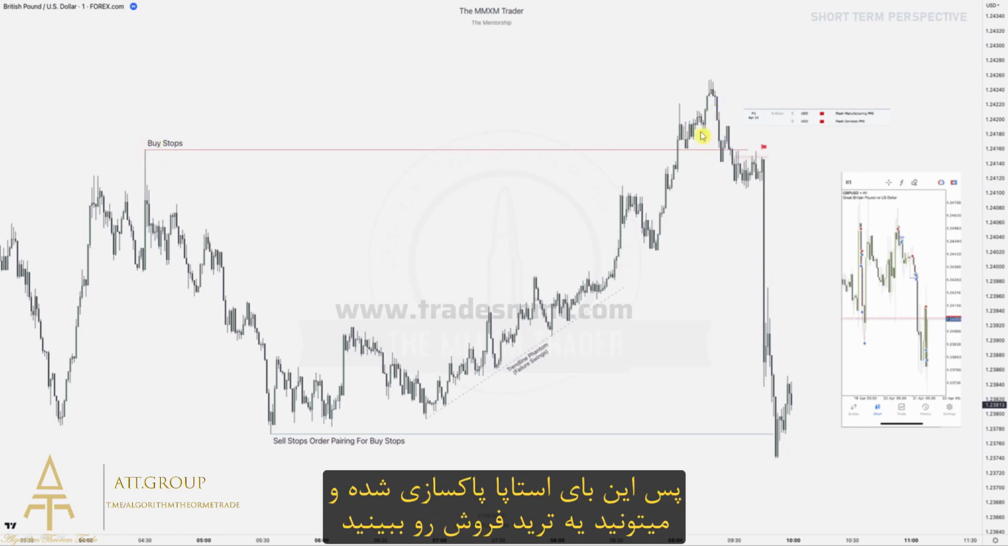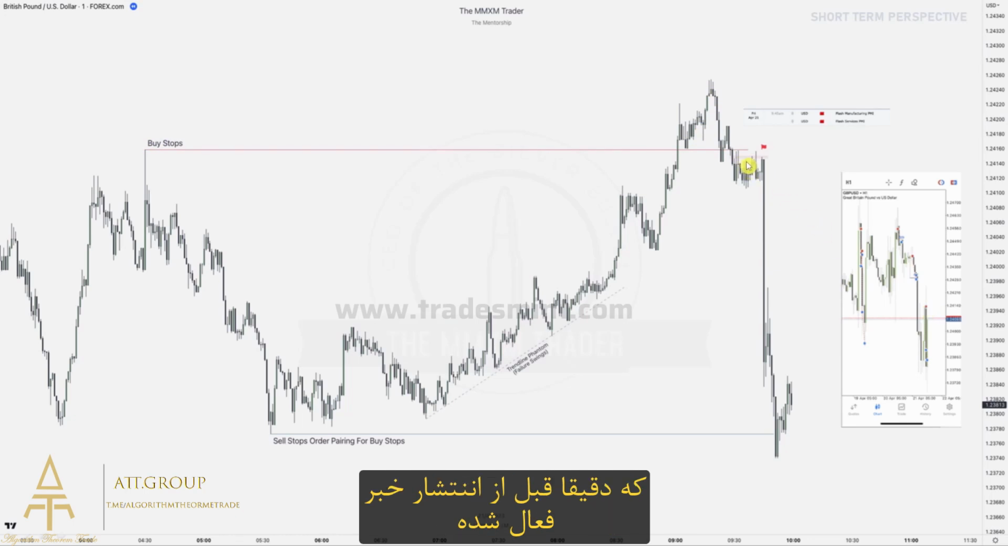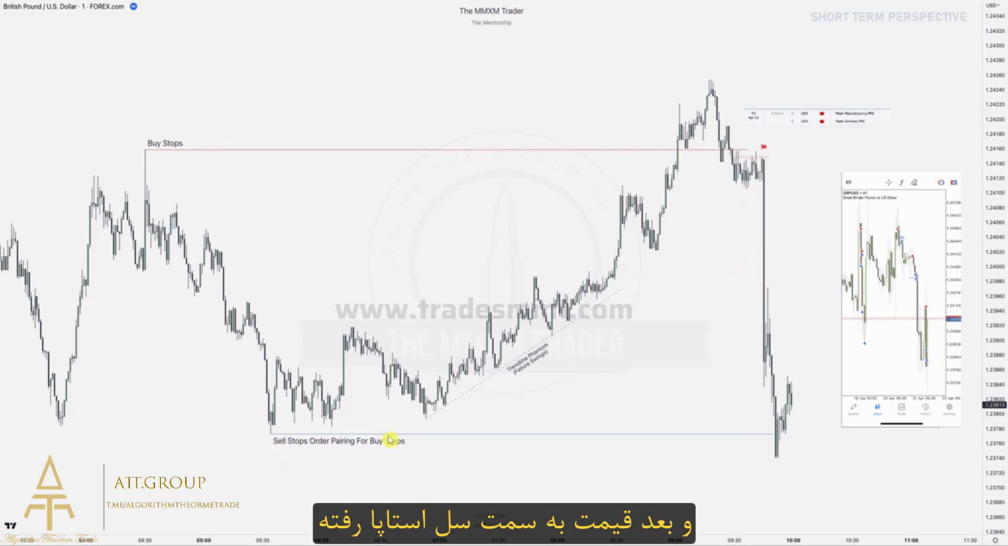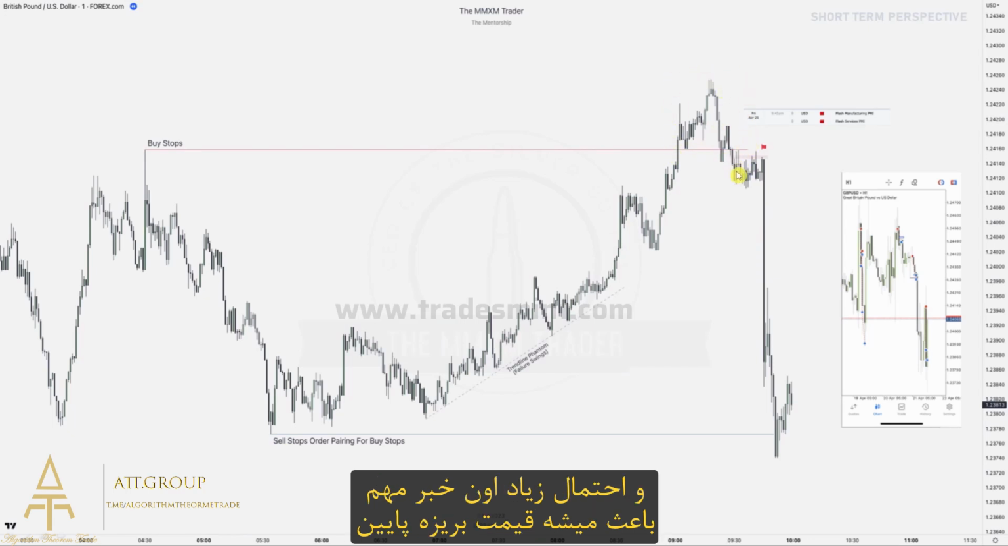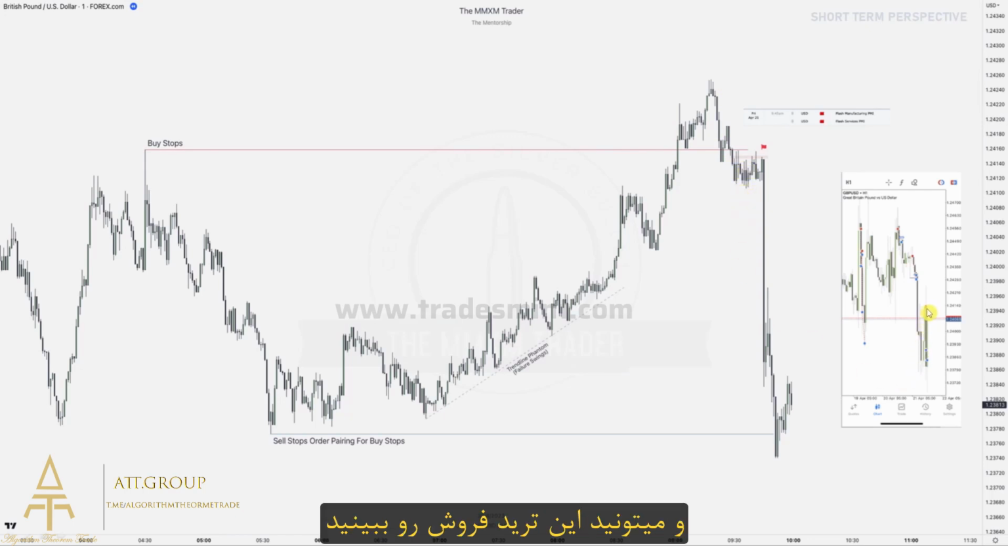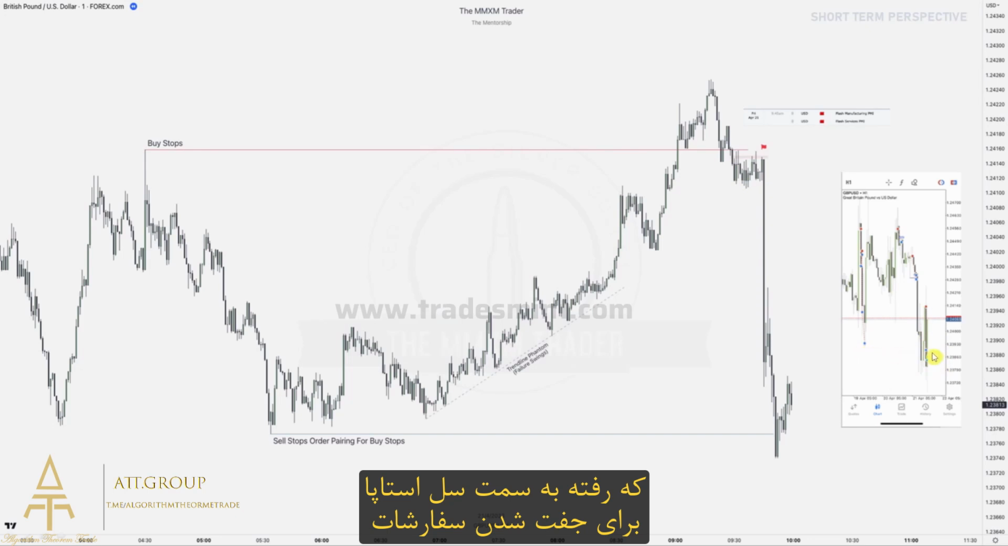So those buy stops got run, and you can actually see a sell execution just prior to that news release over here has been activated, and then going for those sell stops, right? So this is a perfect scenario where you are aware that buy stops have already been ran, and it is highly likely this high impact news release will just drop price, and you can clearly see here that sell execution into those sell stops for order pairing and closed down here.